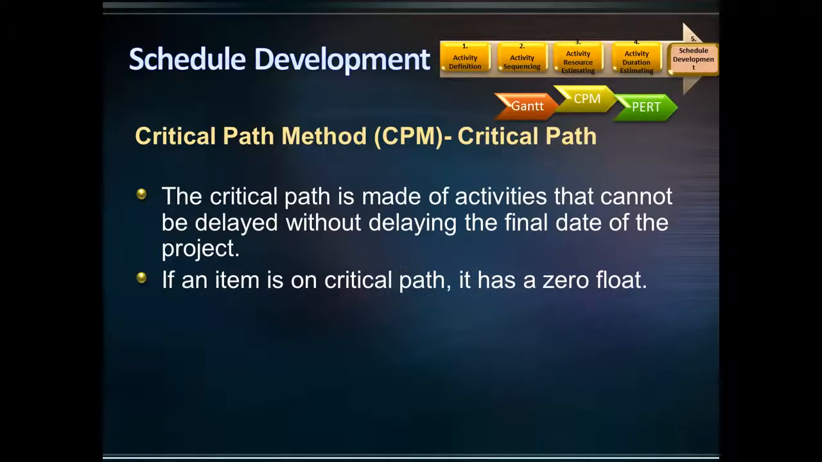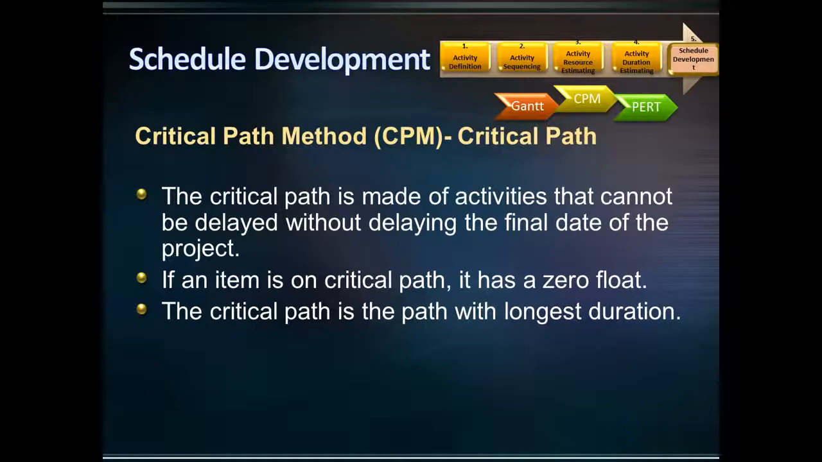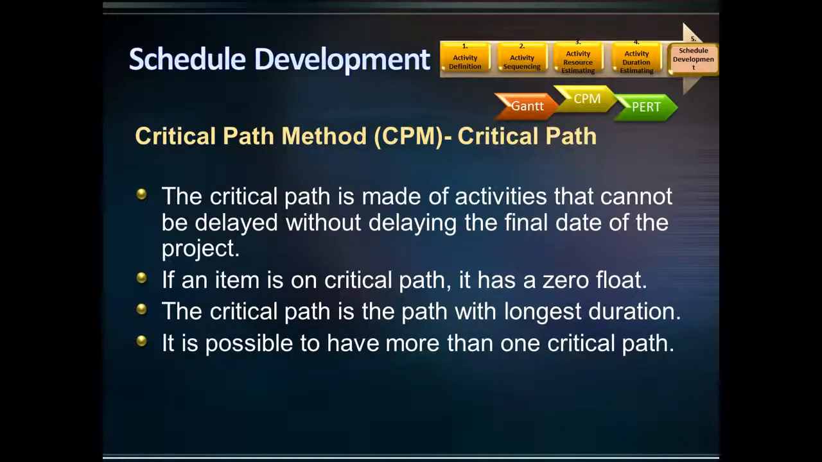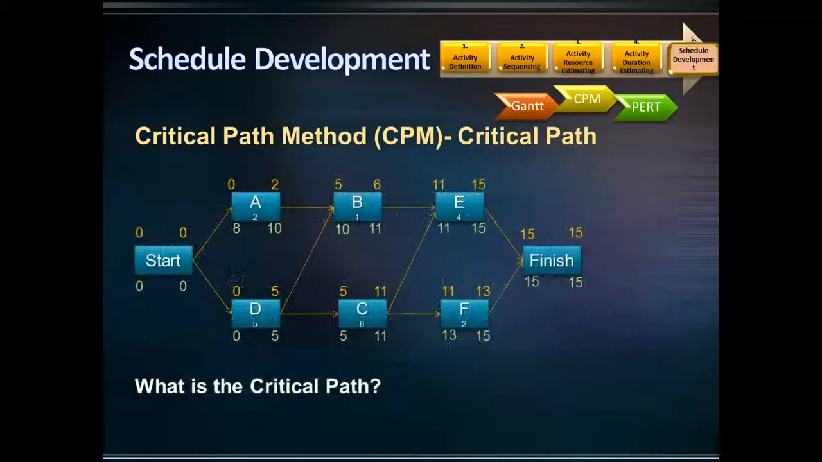When an item is on critical path, it has 0 float. The critical path is the path with longest duration, and it is possible to have more than one critical path. In the example that we did the forward and backward pass, what is the critical path?